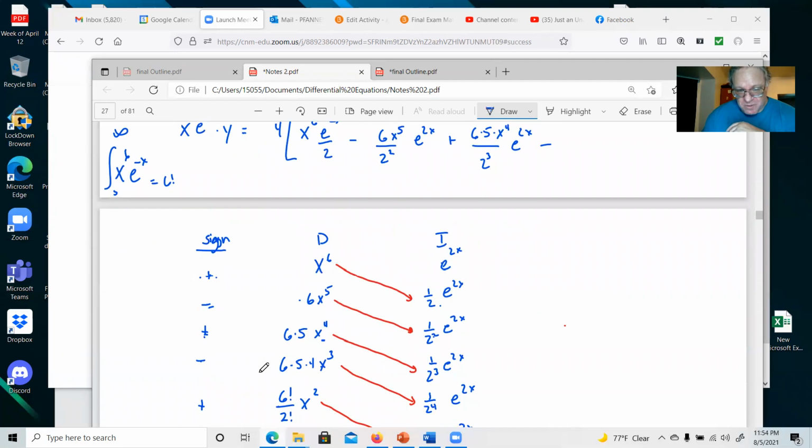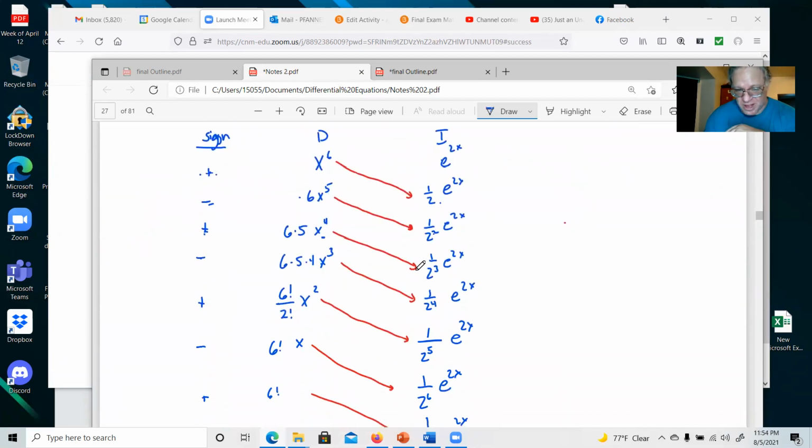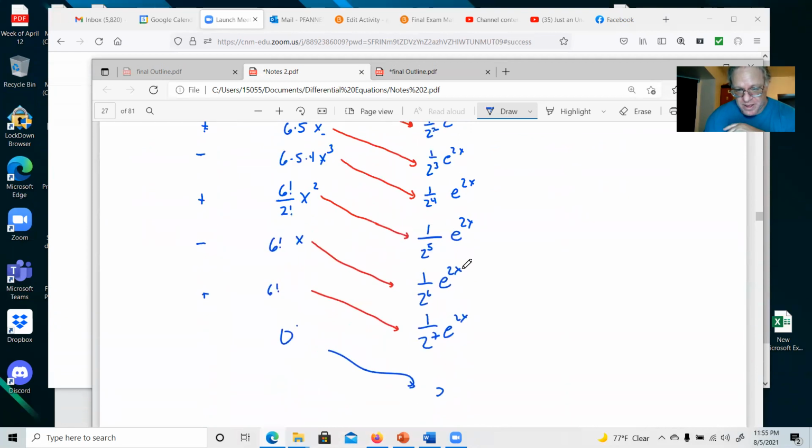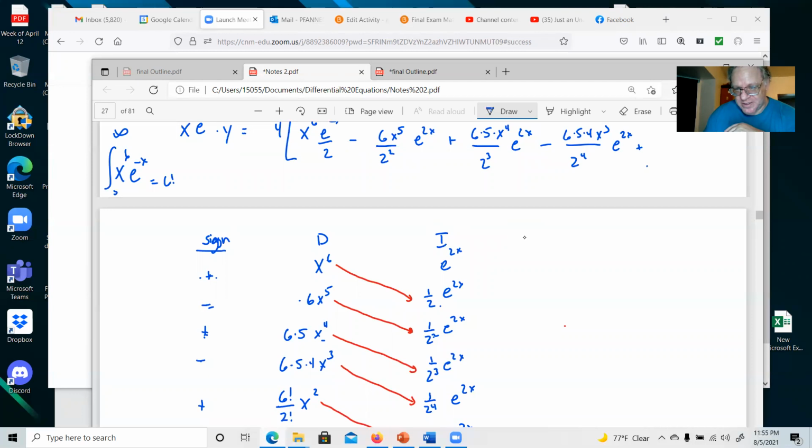Okay. So minus, and then we have 6 times 5 times 4 x cubed over 2 to the 4th e to the 2x plus, so like I said, there's no way I'm asking you guys to do this because it's not going to happen. Okay. I think here we've got dot, dot, dot. I'm going to go ahead and cheat a little bit, dot, dot, dot.